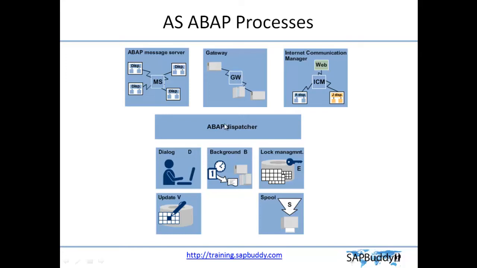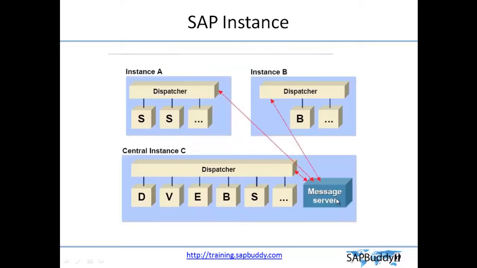Now let us look into SAP ABAP processes. We have seen this in detail in our previous course. First, let us see what the message server is. The message server, which we saw in our previous slide, is placed in the central instance, which in turn communicates to each dispatcher. Each dispatcher will dispatch the request to the specific work process. So the message server is the central control of each dispatcher, and each dispatcher will control its work processes.